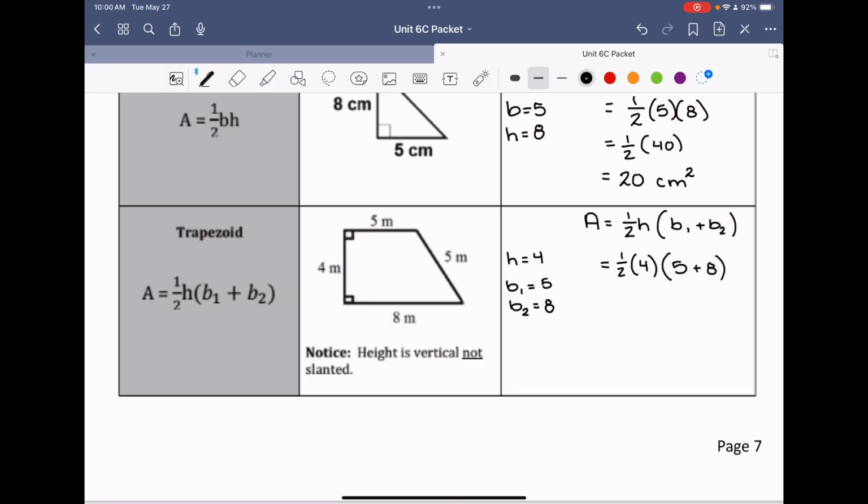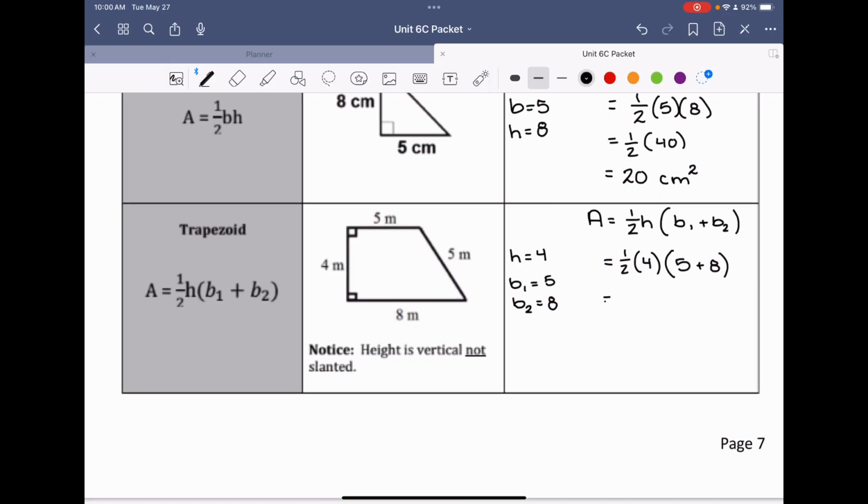Now be very careful and focus on your order of operations when you're using this formula. You want half of 4, which is 2, and you have to add up 5 and 8 first, so times 13. Then you can multiply everything together. So you're going to get 26 meters squared.